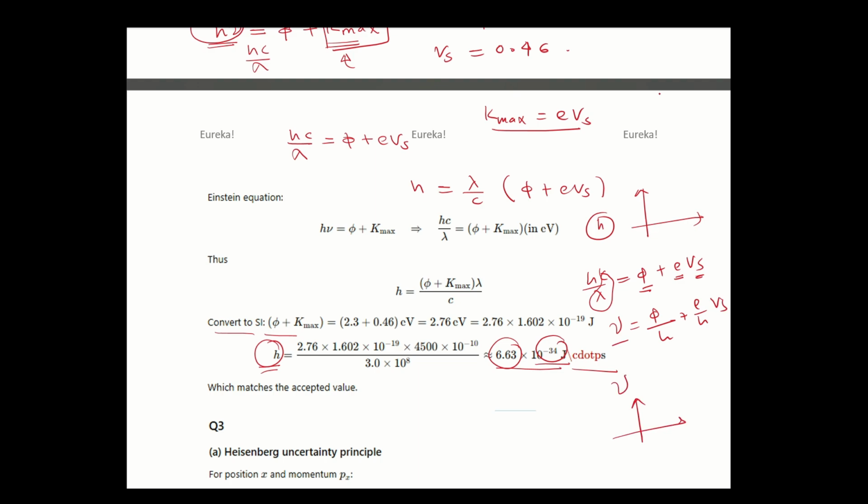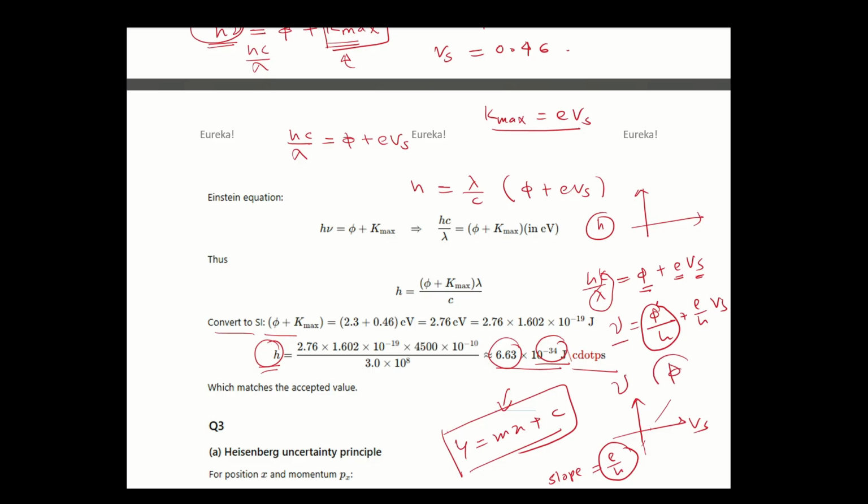If we plot this nu versus Vs, that is y equals mx plus c. Comparing this general expression of a straight line with this, we can easily get that the slope gives us e by h. From here we can get the h value. Also, if we plot the straight line, the y-axis cutting also gives us the h value if we have the phi value. If we know phi, from the y-axis cutting we can also find the h value.